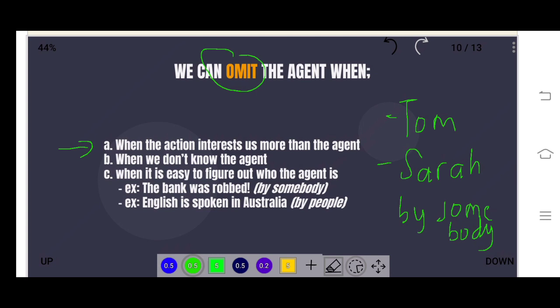For example, the bank was robbed by somebody. We don't know the agent, but we know that the bank was robbed, then the robber must be a bad person. We know that it is either somebody or the robber. Next one, English is spoken in Australia by people. Okay, so English is spoken in Australia.